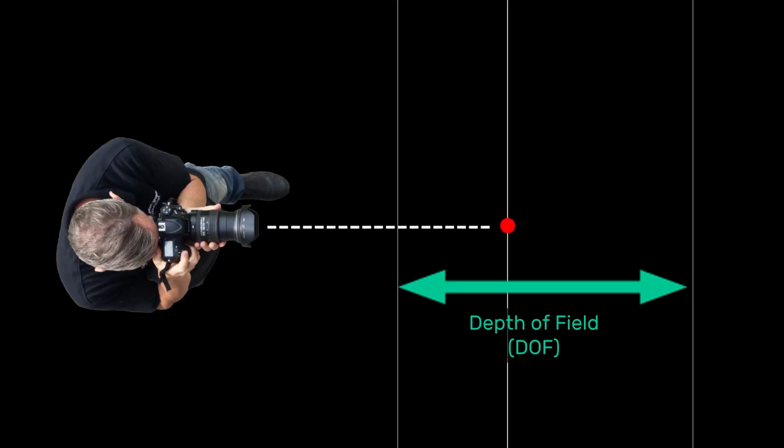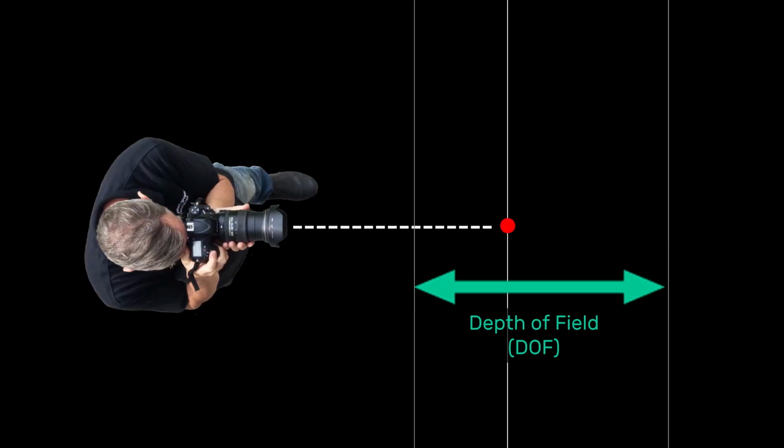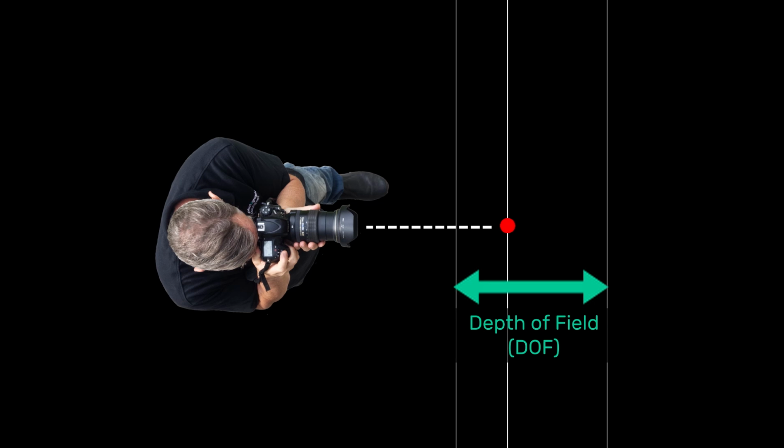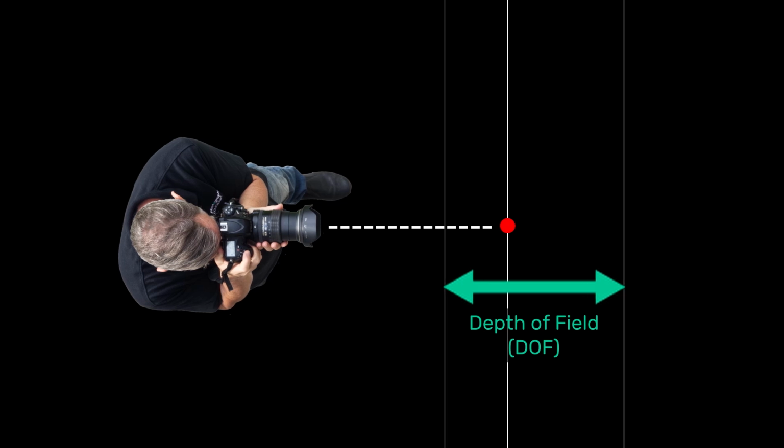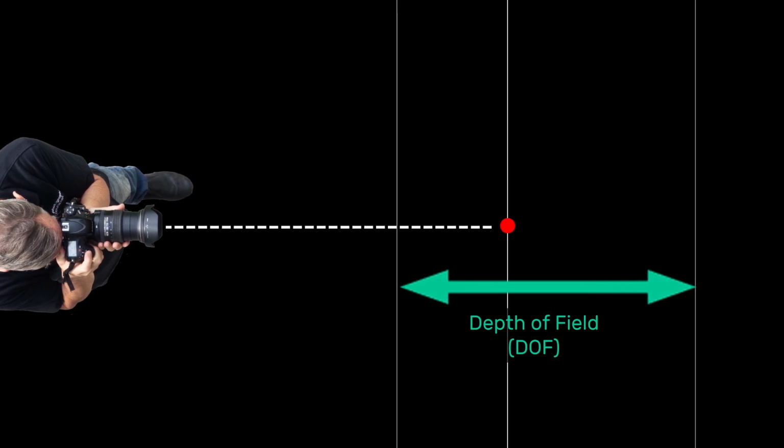Distance also factors into depth of field. The closer you are to your subject, the shallower the depth of field will be. The further back from your subject, the more you will have an acceptably sharp focus at any given aperture. That's basically all there is to depth of field.